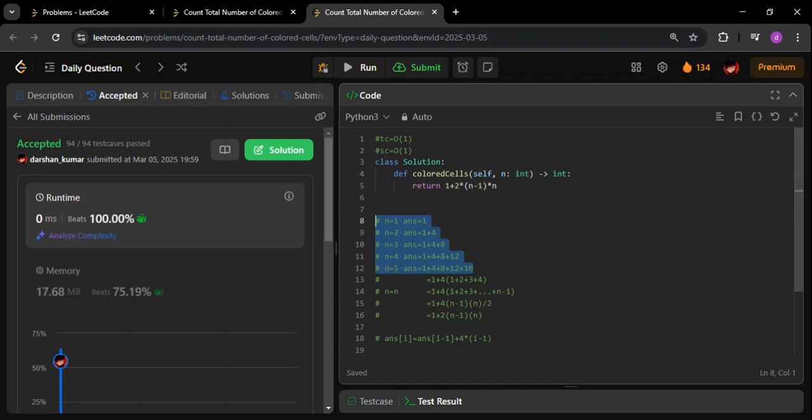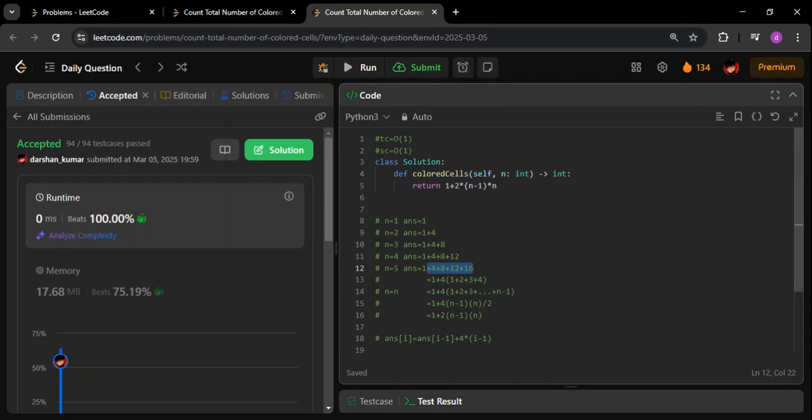You just need a few observations and slight logic building, and then you are finally done. Now see, what I'm doing is taking 4 common. For n equal to 5, this is the answer, right? For these 4 values, I am taking 4 as common.